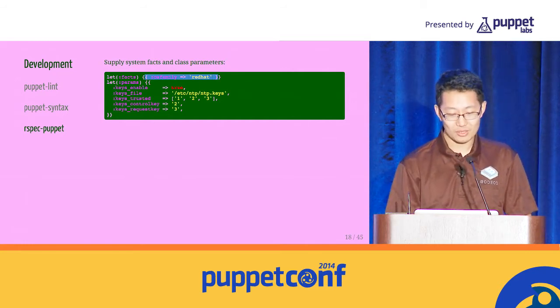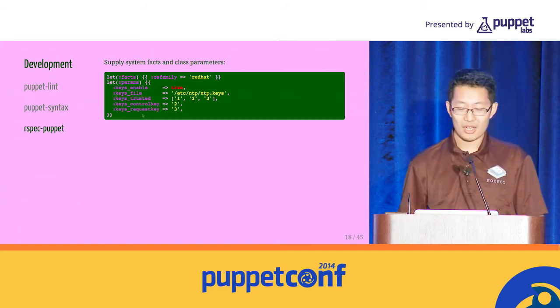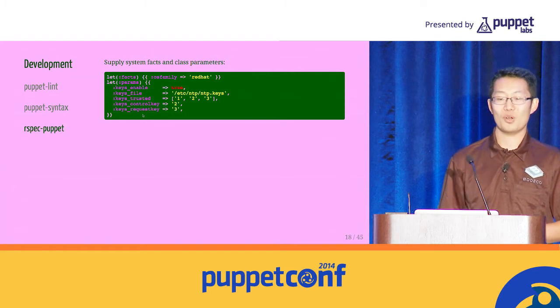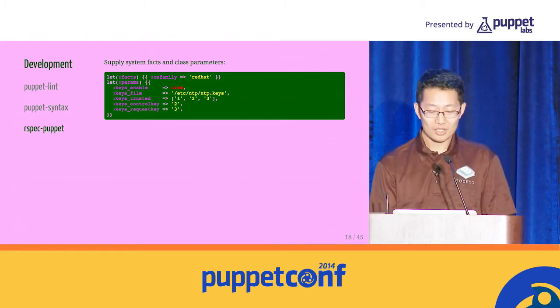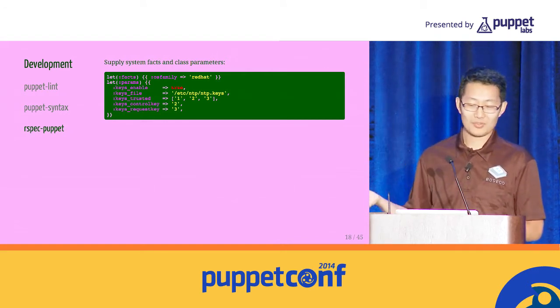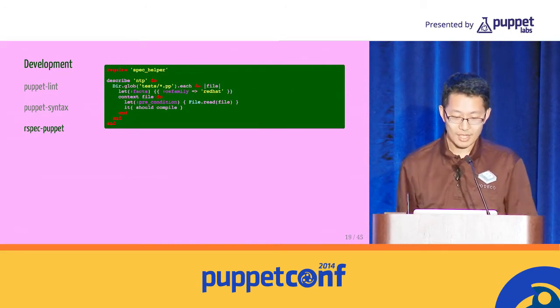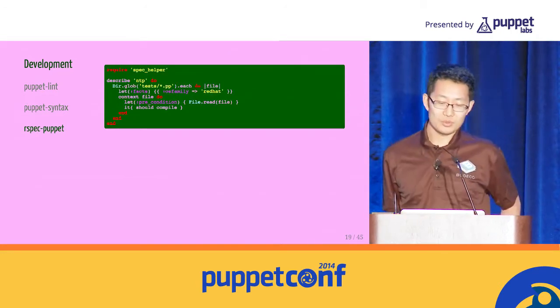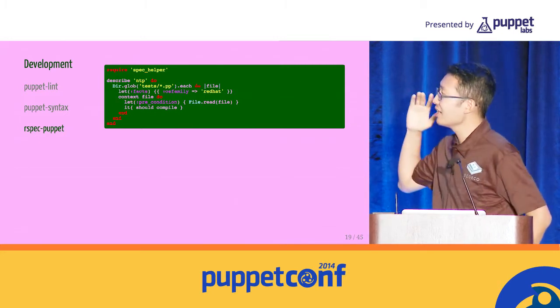And the next thing you want to do is give it parameters. So if you're using a parameterized class, you specify all your parameters for a given class by saying let params. You don't have to specify the class name again, but go through and list all the parameters you want to pass in. And use true false values, use strings, and use arrays and hashes as you would in Ruby.